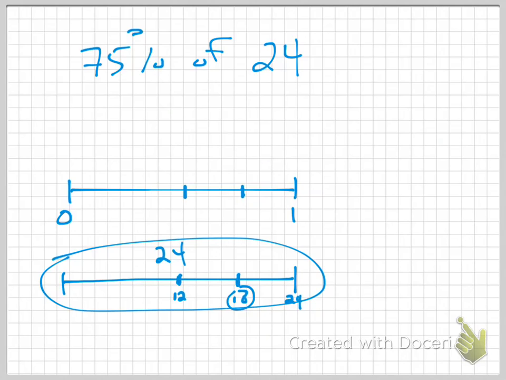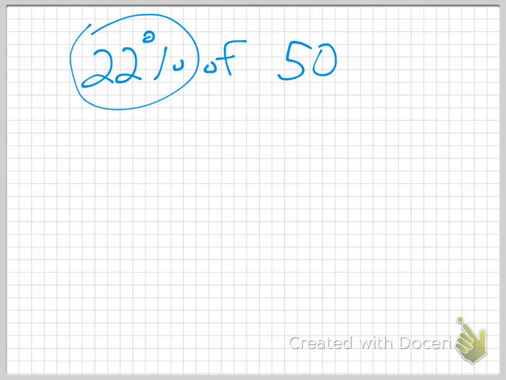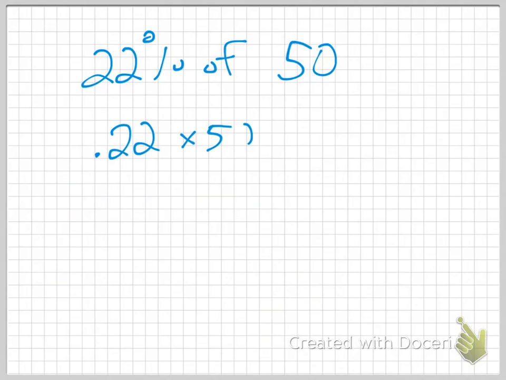Make sense? Okay. Another way you can do this, though I don't generally do it this way: if I have 22% of 50, you can convert it not to a fraction but to a decimal. What is 22% as a decimal? 0.22 times 50. You see why I wouldn't like this? There's a lot more chance for mistakes.